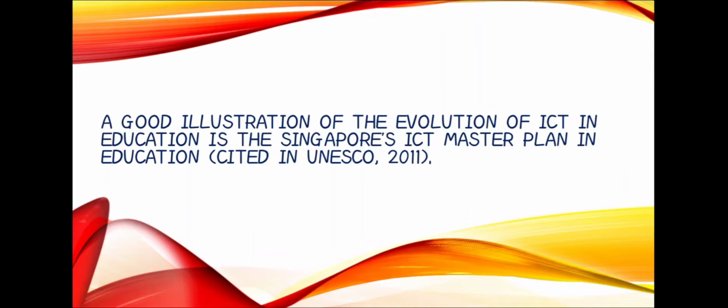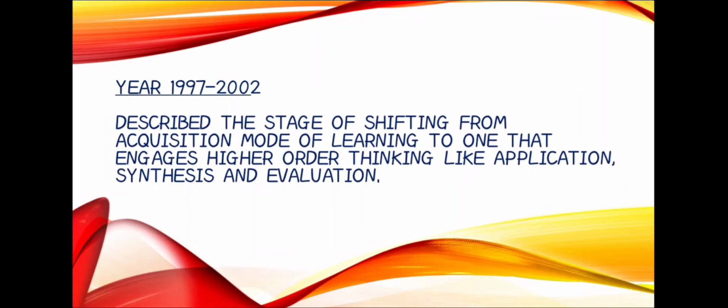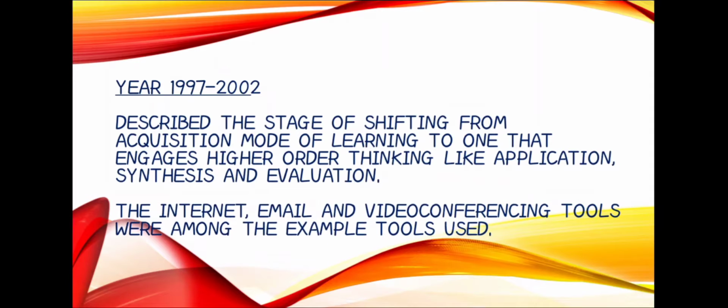A good illustration of the evolution of ICT and education is Singapore's ICT Master Plan in Education that was cited by UNESCO in 2011. It has 3-level goals of ICT in education. So let's start. The year 1997 to 2002 describes the stage of shifting from one acquisition mode of learning to one that engages higher order thinking like application, synthesis, and evaluation. The internet, email, and video conferencing tools were among the example tools used.